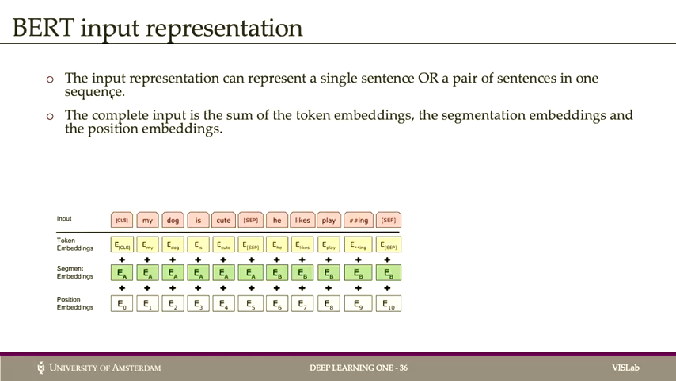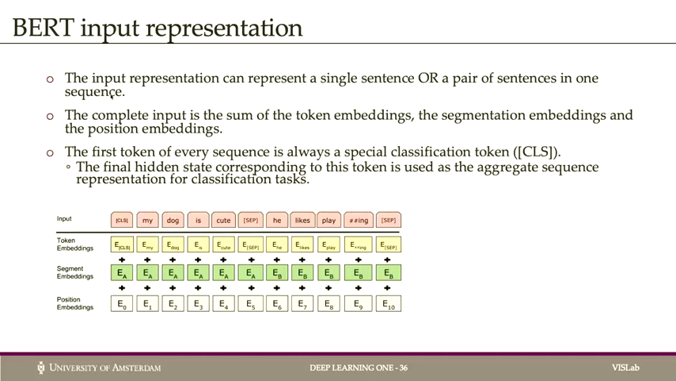So here we are talking about the input representations, how the input in this model looks like. It's pretty flexible because we can have one sentence, but also a pair of sentences. And I was talking about what the segment embeddings mean here. Basically, they denote which part of the full input is related to the first sentence and which part is related to the second sentence. So if we have sentences A and B, then this part here, my dog is cute, is the first sentence, and he likes playing is the second sentence. And then if we have two sentences, we have something that is called a separation token, to separate the two sentences.